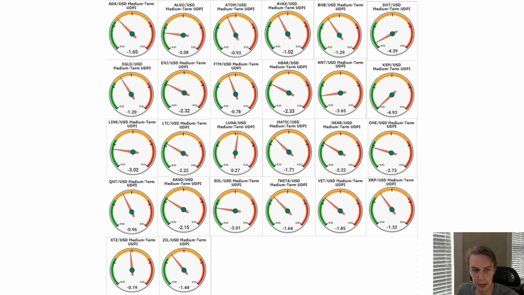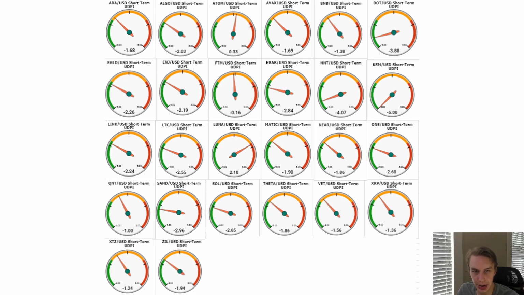If we move to our shorter term time frames, so here's the medium term time frame. Here we do have a couple, or at least one that's in the positive. That would be Luna, after the quite impressive moves that it's been putting in more recently. But again, overall quite negative.